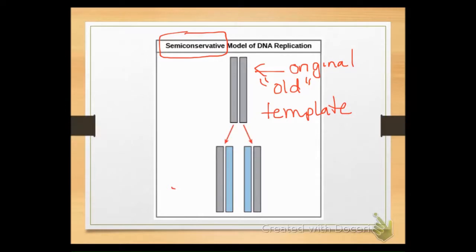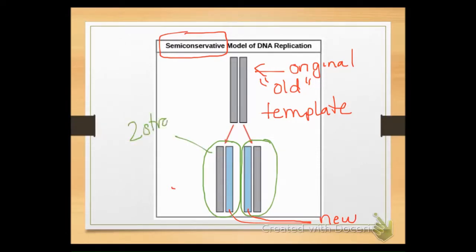And then from that template, we are going to construct new DNA. And so the new DNA that you can see here is in this blue color. This is new DNA. What we're left with then at the end of the process of DNA replication are two molecules of DNA. Here's one molecule of DNA. Here's another molecule of DNA. And we remember, I hope, that each molecule has two strands because it's a double helix.